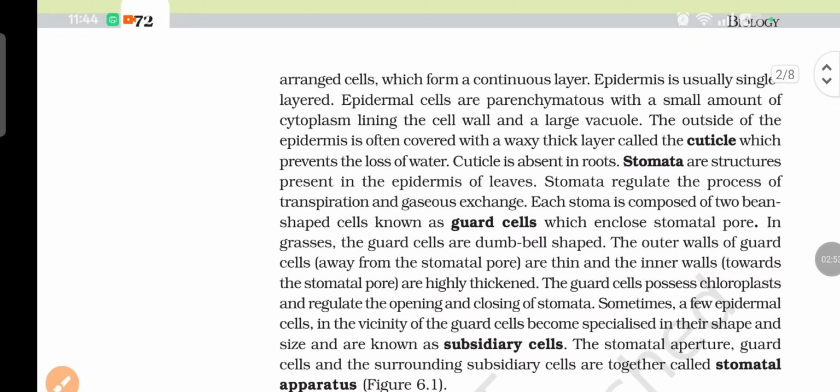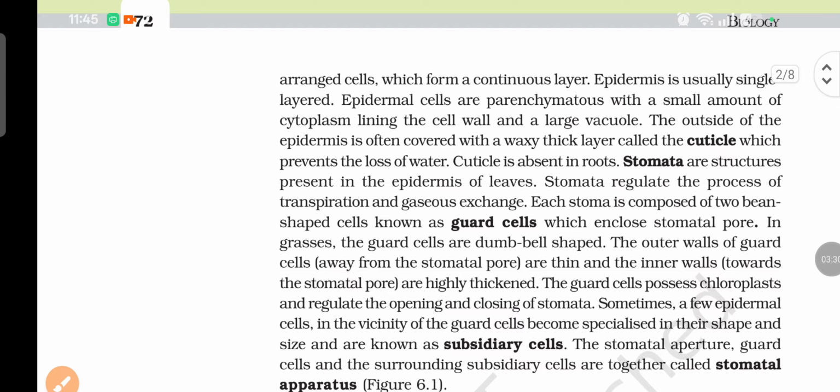Stomata are structures present in the epidermis of leaves. Stomata regulate the process of transpiration and gaseous exchange. Each stoma is composed of two bean-shaped cells known as guard cells, which enclose the stomatal pore. In grasses, the guard cells are dumbbell-shaped. The outer walls of guard cells away from the stomatal pore are thin, and the inner walls towards the stomatal pore are highly thickened. The guard cells possess chloroplasts and regulate the opening and closing of stomata.